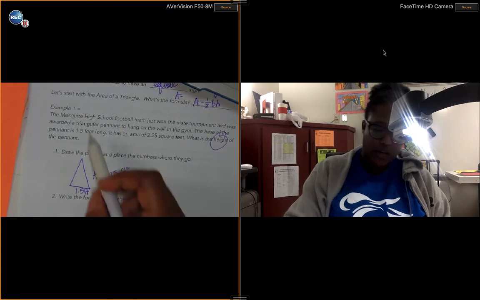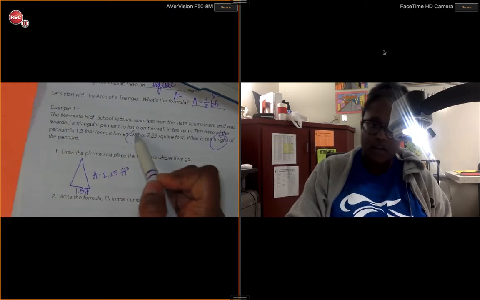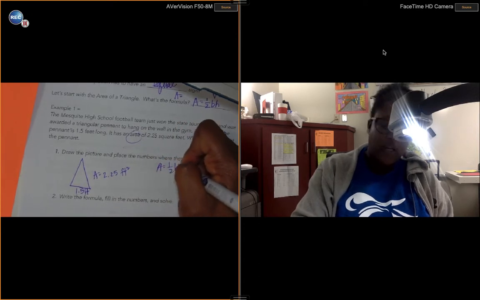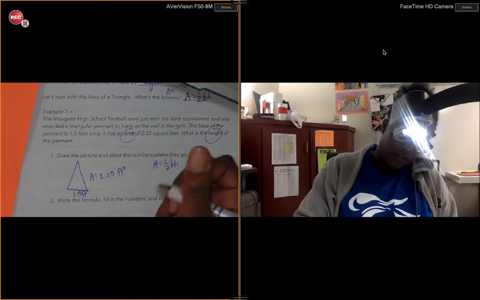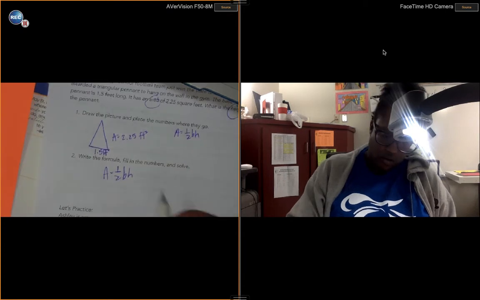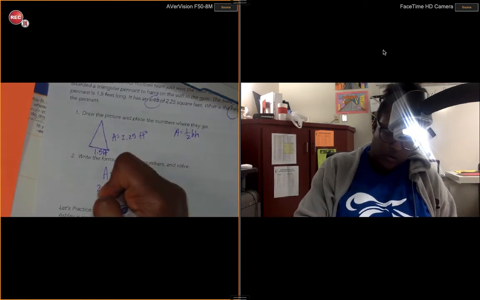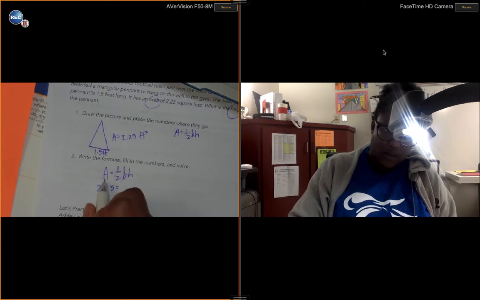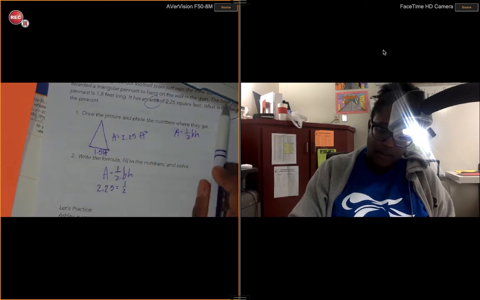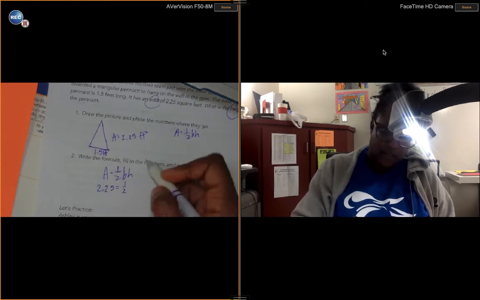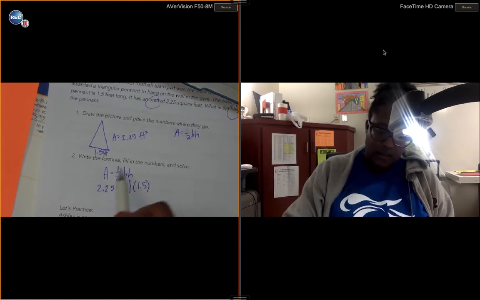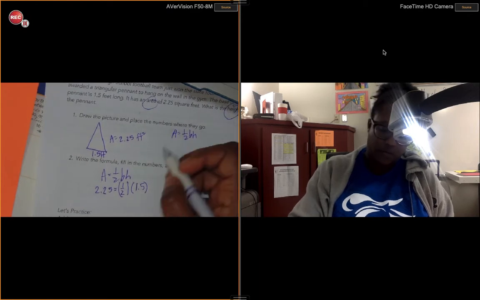So I know I'm finding the area of a triangle, so I'm going to use this formula: A equals 1/2 BH. Then I'm going to plug in all of the numbers that I know. My area is 2.25, so 2.25 goes where my A is, and then I have my 1/2. It says my base is 1.5, so that's where my B is, and it does not tell me what our height is. That's what we're solving for, so we're going to do our height here.